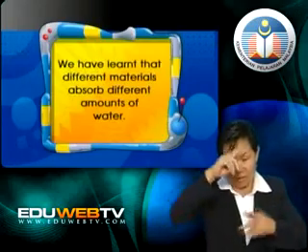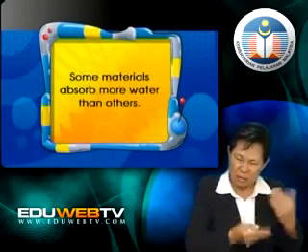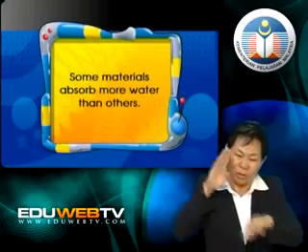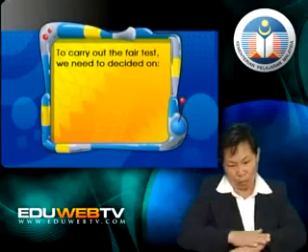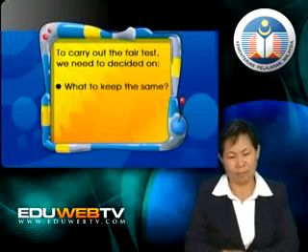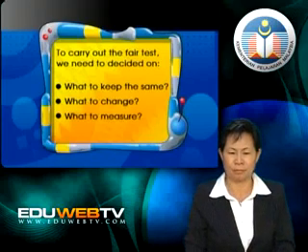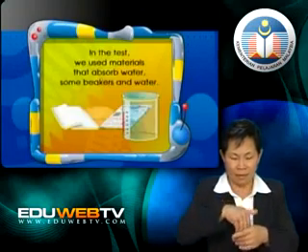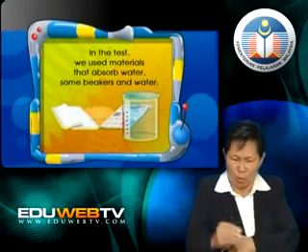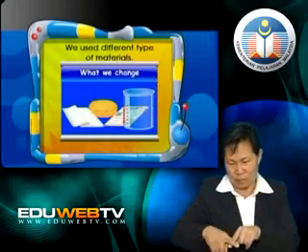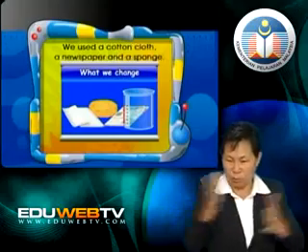We have learned that different materials absorb different amounts of water. Some materials absorb more water than others. To carry out the fair test, we need to decide on what to keep the same, what to change, what to measure. In the test, we use materials that absorb water, some beakers and water. We used different types of materials. We used a cotton cloth, a newspaper and a sponge.